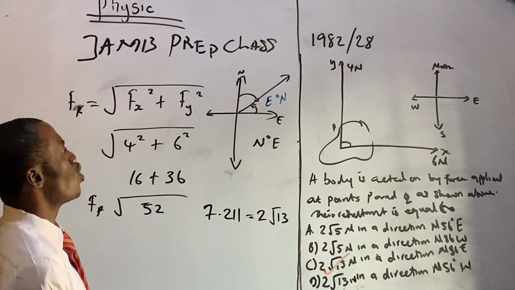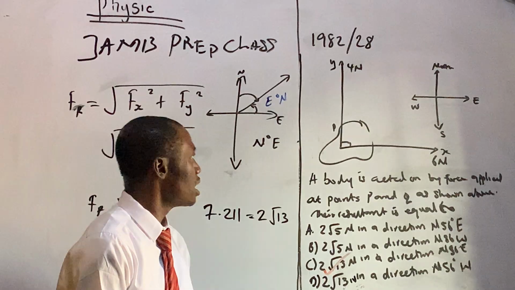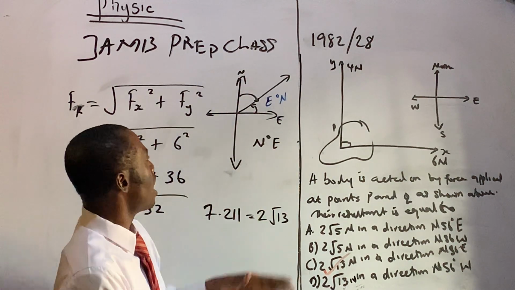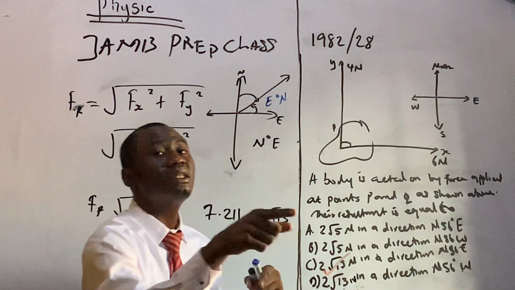Now, if you want to know which one is north of east, east of north, north of south, check out our video on that. But when a vector is moving from east to north, it's called north of east. When it's moving from north to east, it's called east of north.